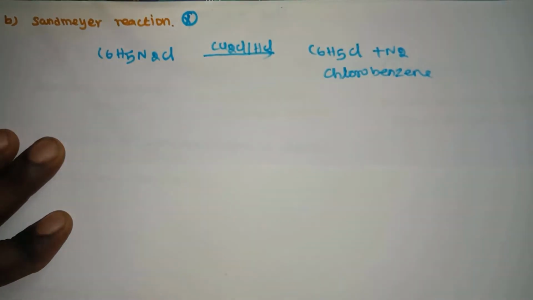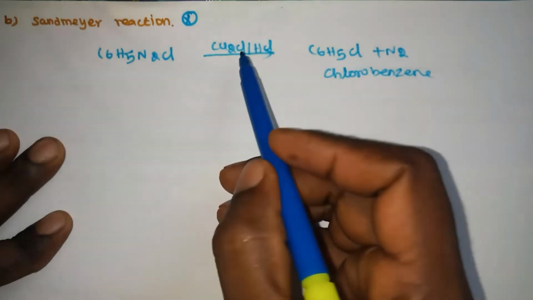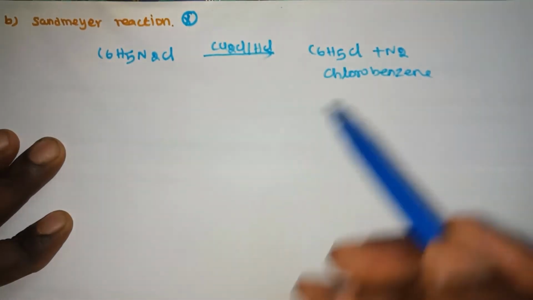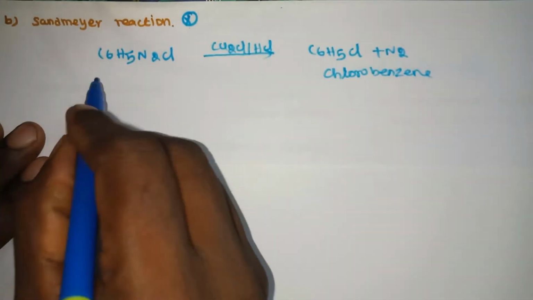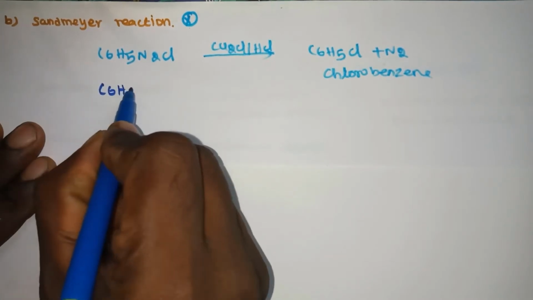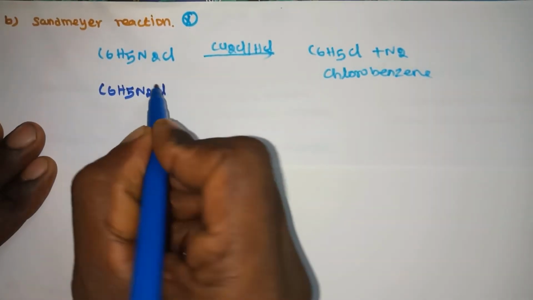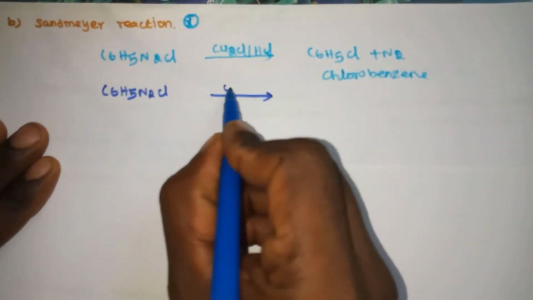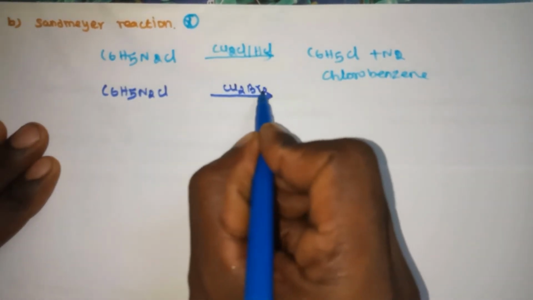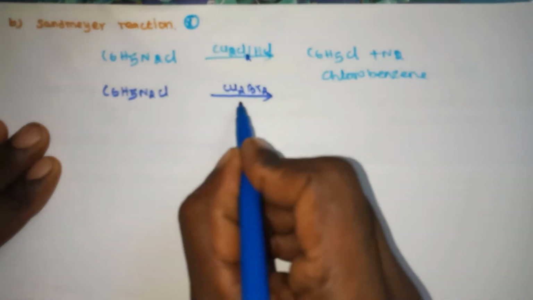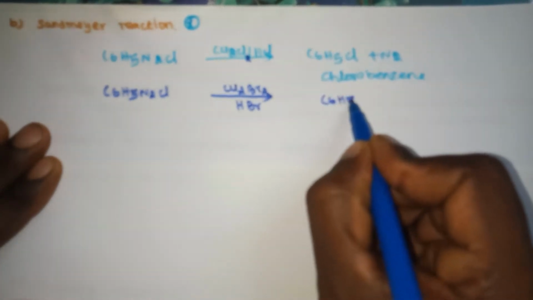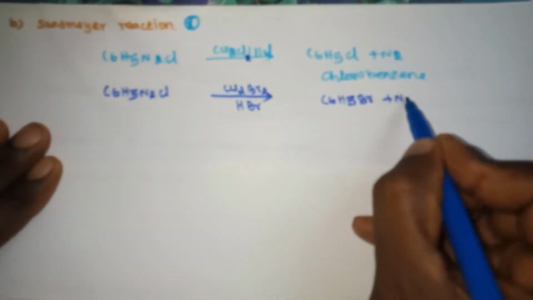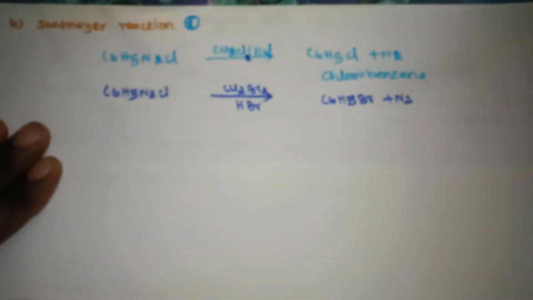When freshly prepared benzene diazonium chloride is heated with cuprous halide and hydrogen halide, it forms an aryl halide. This reaction is called the Sandmeyer reaction. Next one, C6H5N2Cl, benzene diazonium chloride, reacts with Cu2Br2, cuprous bromide, in the presence of hydrogen bromide to form C6H5Br. This is bromobenzene.